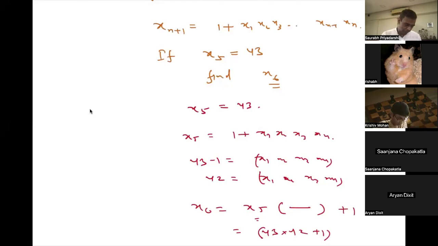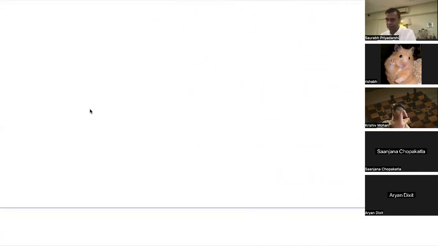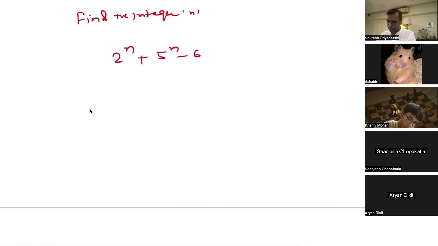Very good. Next one. This is again IUQM, right? Again IUQM. Find positive integer n, such that 2 to the power n plus 5 to the power n minus 65 is a perfect square.